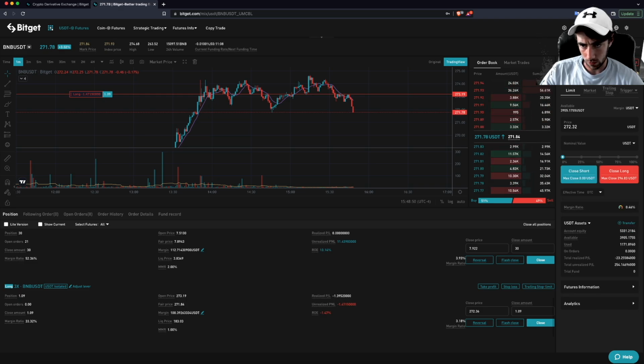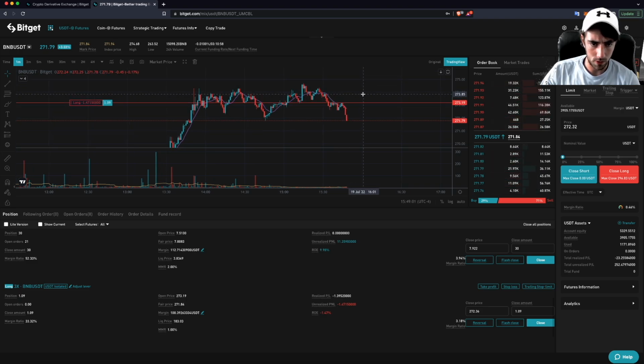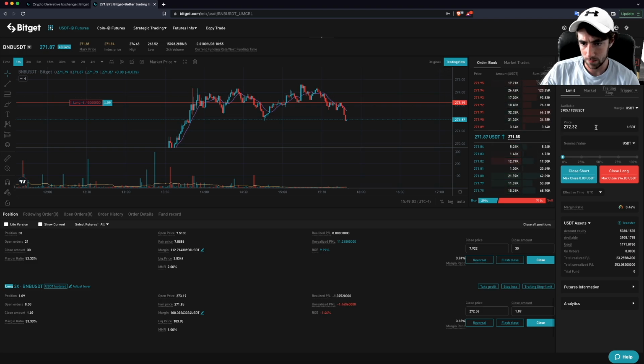So you go to close. This is how to close a position, and make sure it's limit. So you're going to get the limit rebate. You're not going to pay as much in fees, which is what I like to do. So let's say we want to do one take profit at 273. 273 here, and you're going to go 50%, and then you're going to go close long.